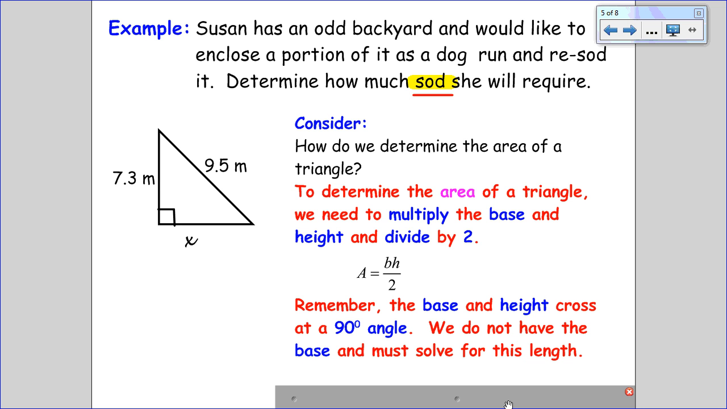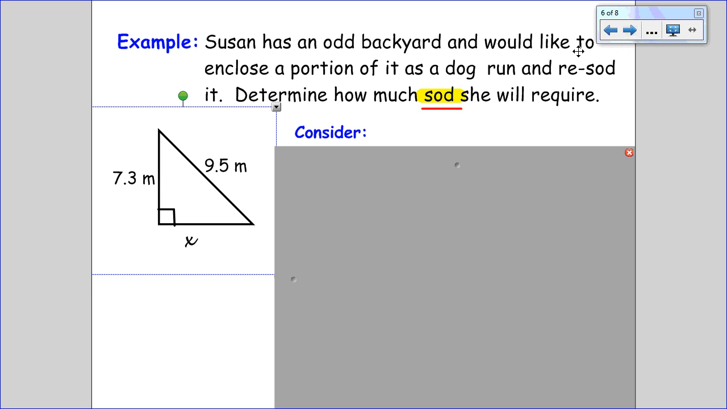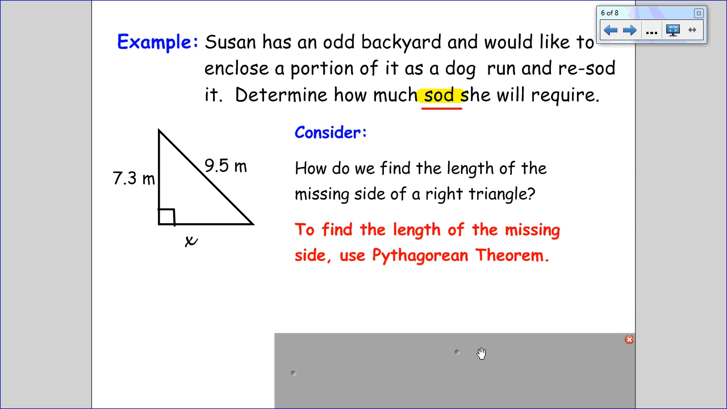However, we don't have the value for the base. How can we find it? Now, hopefully you've realized that it's a right triangle and you know two sides, and there should be bells going off in your head that say, wait, two sides in a right triangle? I can find the third side using Pythagorean theorem.